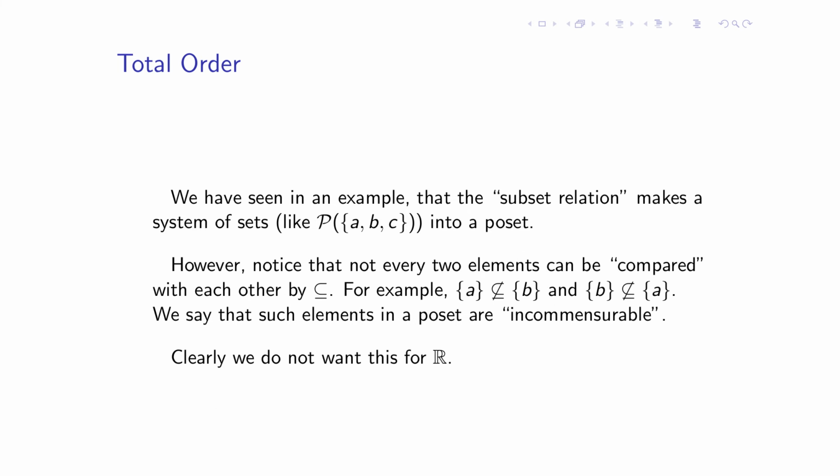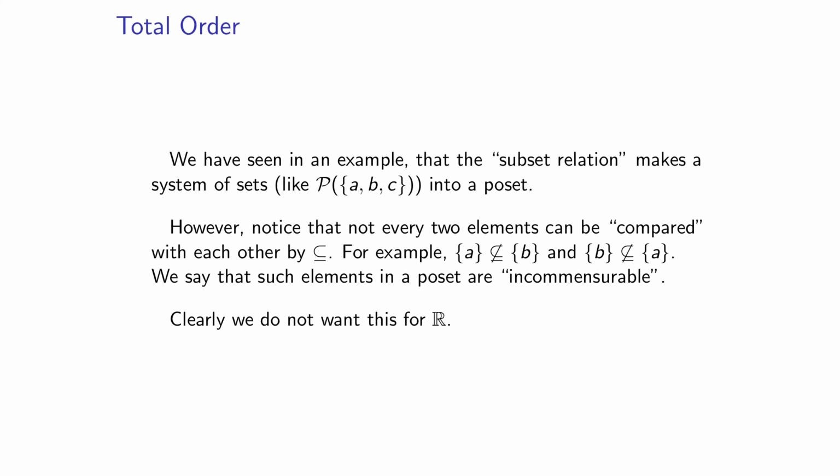But okay, let's now move on to a new structure. To motivate it, let's again think about this example where our set in question is actually a system of subsets. We'll take the set of ABC, and the system of subsets would be the set of all subsets of that. Again, I'm just repeating that previous example where they are ordered by set inclusion, the subset relation. And notice that in that example, some two elements may be what we call incommensurable.